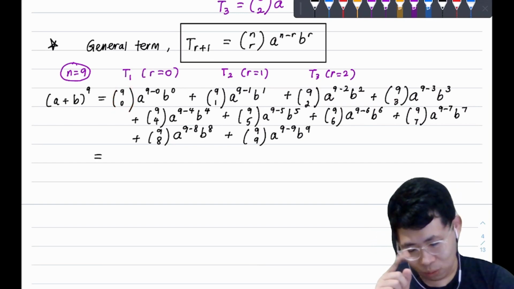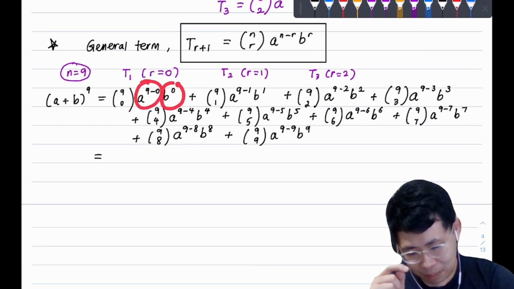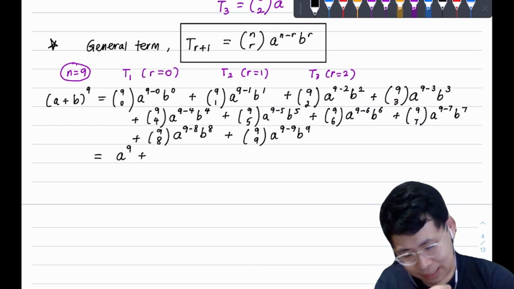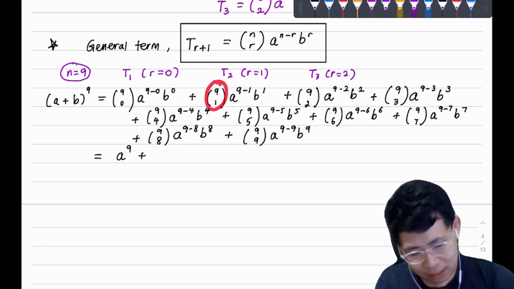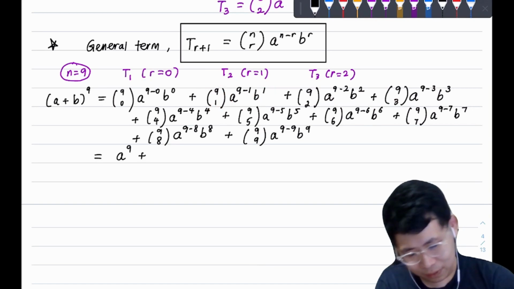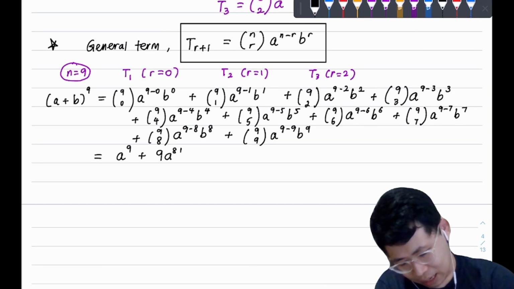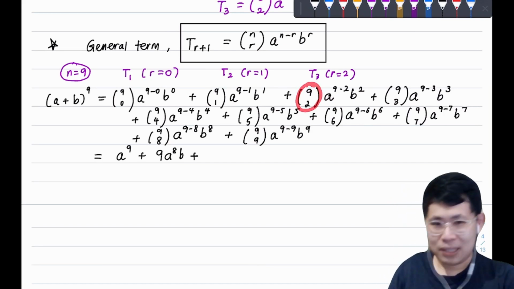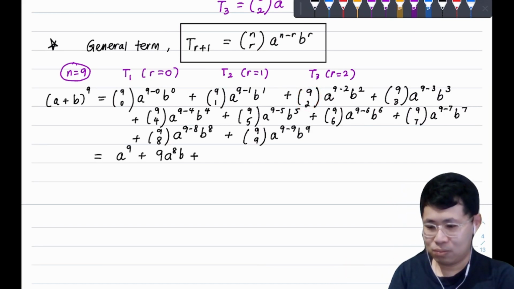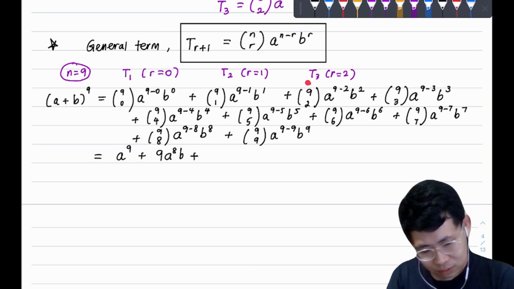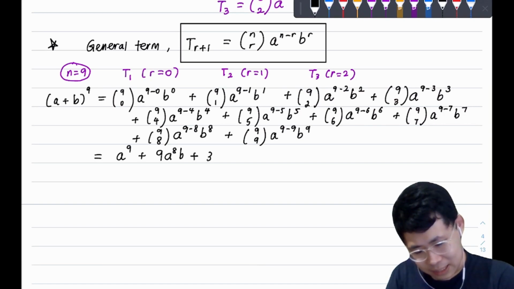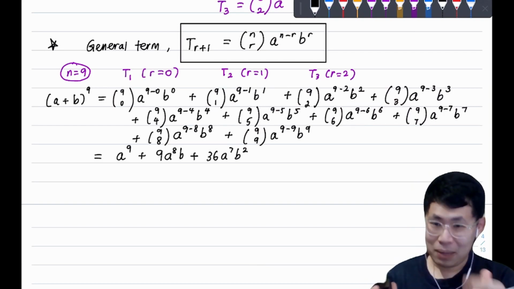9 choose 0 is 1. a to the power of 9 times 1. So this is going to be just a to the power of 9. Plus 9 choose 1, a to the power of 8, b. So this would be 9 a to the power of 8 times b. Can you see? Third one, n choose r. So this is 9 choose 2, a to the power of 7, b squared. So this would be 36 a to the power of 7, b squared. Can you see the a and b pattern now?